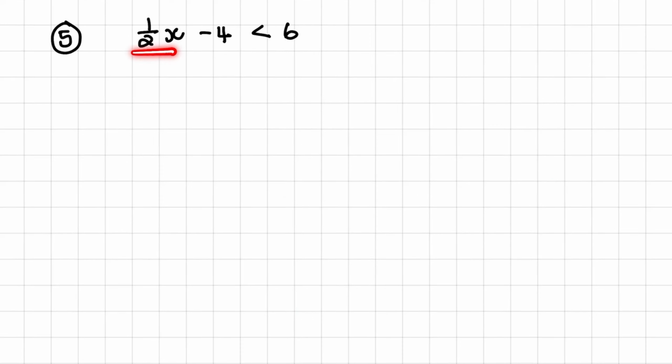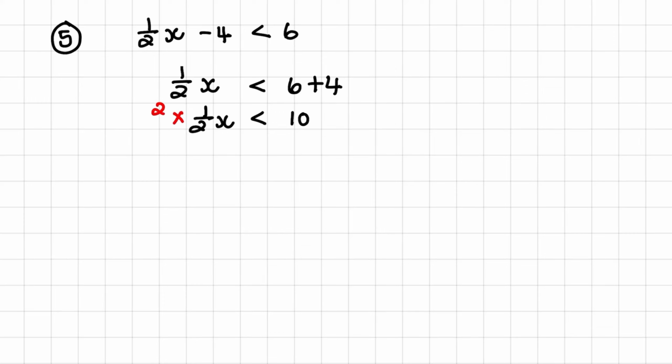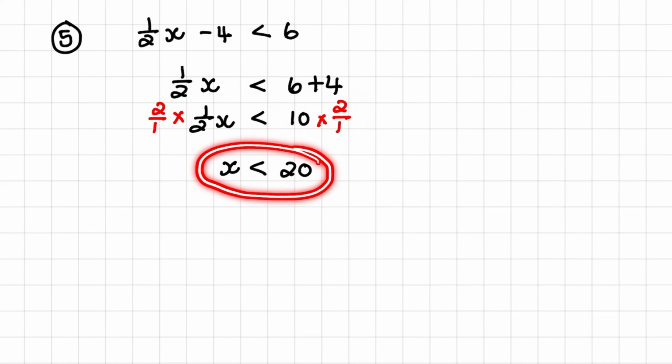In my next example, I have a half x minus 4 is smaller than 6. So again, I want to solve for x, so I move the 4 to the right hand side, and that becomes plus 4. And if I simplify, I have a half x is smaller than 10. And now, to remove the fraction, I multiply the left and the right side by the reciprocal of the fraction. So 2 times a half is equal to 1. So on the left hand side I have x. And 10 times 2 over 1 is equal to 20. So x would be smaller than 20.